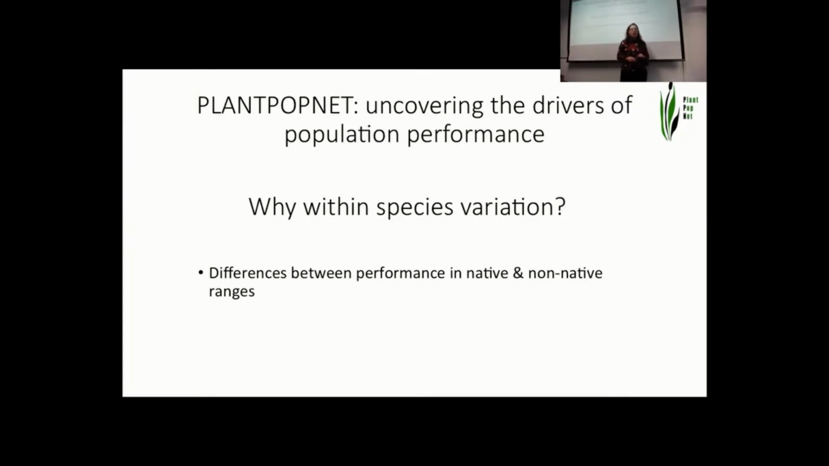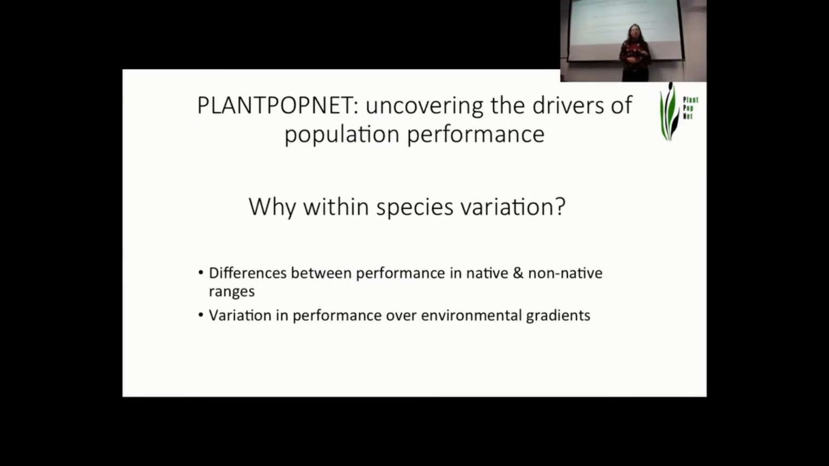By studying within species variation, we can shed light on any differences that we see between performance in native versus non-native ranges. And this gives us information on how a species or how a population will perform under new environmental conditions and in new biotic contexts as well. So by using a species that's present in its native range and its non-native range, we can get information on the performance of that species in new environments. This then enables us to develop the tools to predict how populations will respond to new environments in the future.